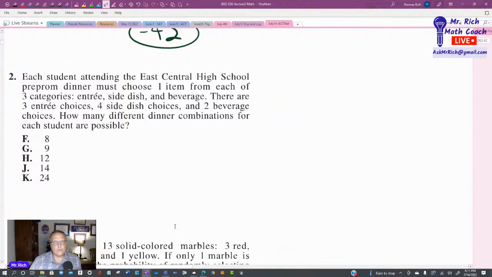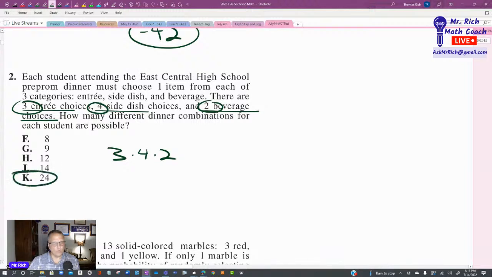Each student attending the East Central High School pre-prom dinner must choose one item from each of the 3 categories: an entree, a side dish, and a beverage. There are 3 entrees, 4 sides, 2 beverages. Okay, this is a typical question where I'm just multiplying my options at each one of the categories. So this is 3 times 4 times 2. Okay, so that is 24.